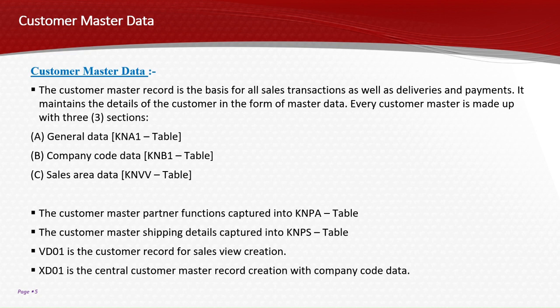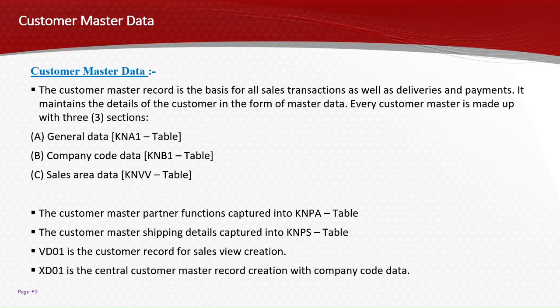First one is the customer master data. As I told you earlier, the customer master data is the basis for all sales transactions as well as delivery and payments. It maintains the details of the customer in the form of master data. Every customer master is made up of three sections. First one is the general data. Next one is the company code data. And third is the sales area data.